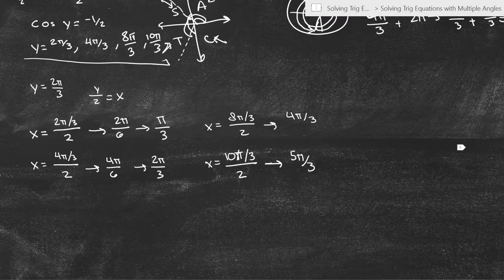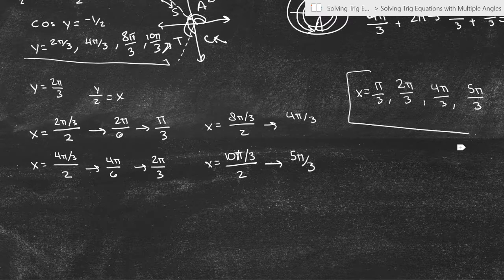So now we've solved for all our values of x. X is going to equal pi over 3, 2 pi over 3, 4 pi over 3, and finally our 5 pi over 3.